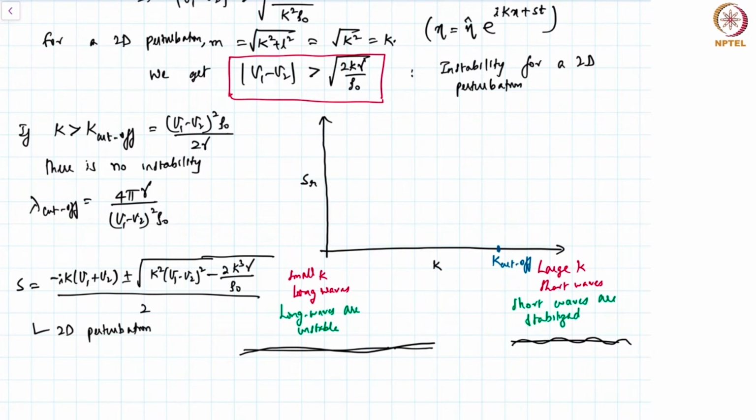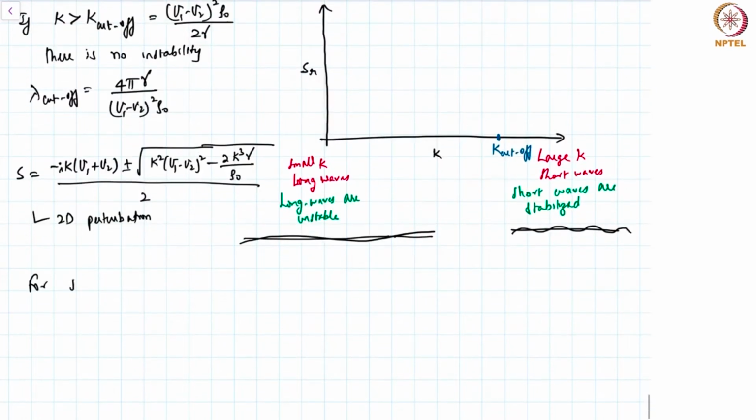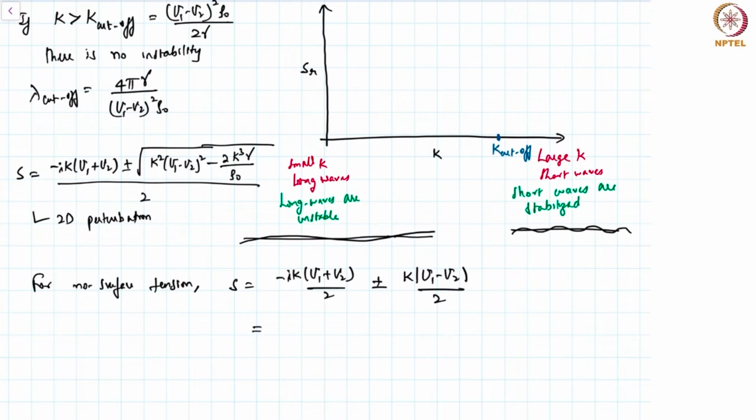Now notice that in the absence of surface tension, I will simply have, in the long waves, meaning when K becomes very, very small, if you look at the term under the square root, you have K cube versus K square. So for small or no surface tension, I simply have minus IK times (U1 plus U2) by 2 plus or minus K times the magnitude of U1 minus U2 by 2. So this quantity is nothing but SI, the imaginary part, plus or minus SR. So I definitely have an unstable mode, and the unstable mode essentially grows linearly with K. As you increase K, you have an instability.